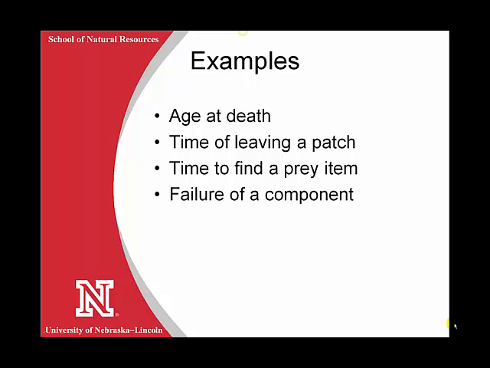Some of the examples of time-to-event data are the age at death, when an individual dies, the time it takes for a searching forager to leave a patch after entering a patch, the time required to find a prey item while a predator is searching within a patch, and also, in the industrial literature, the failure of a component of a piece of machinery. All of these examples share a few features. One is the data is continuous, but bounded at zero, so it's not possible to have negative response variables.